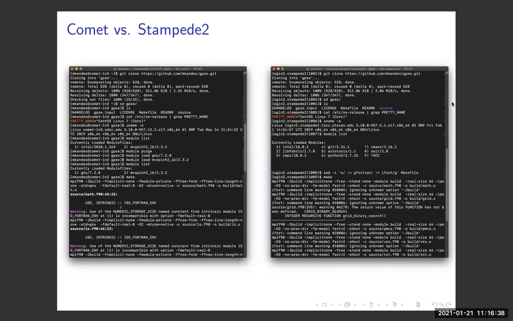In this case, it's not that big of a deal, but it's just to illustrate that just to compile the software, you have a different process on each machine. And then, of course, you can imagine once you have a different process of compiling it, running the software is going to be slightly different as well.